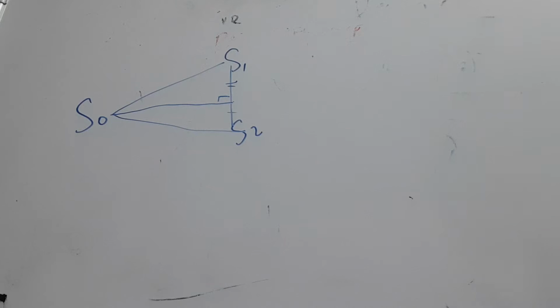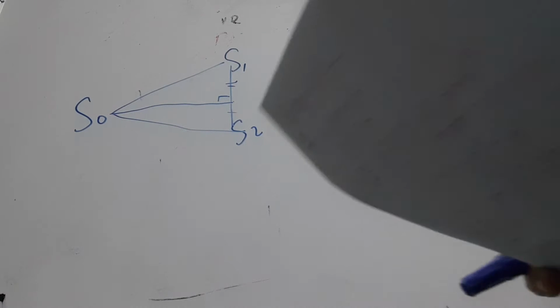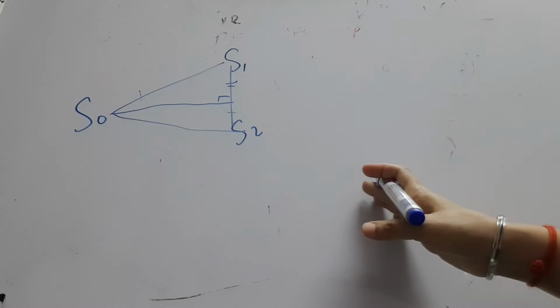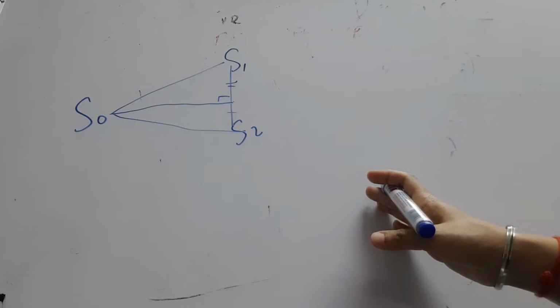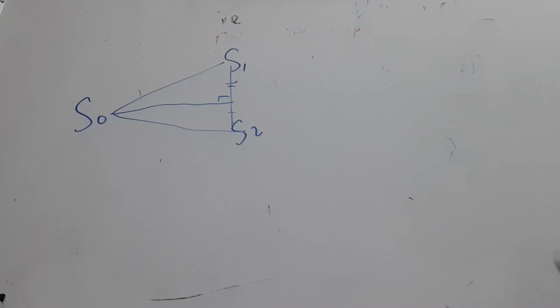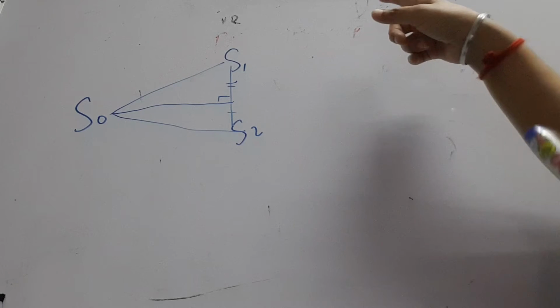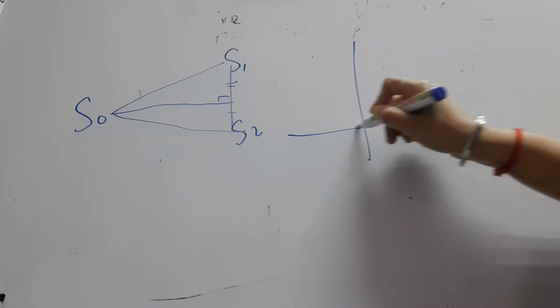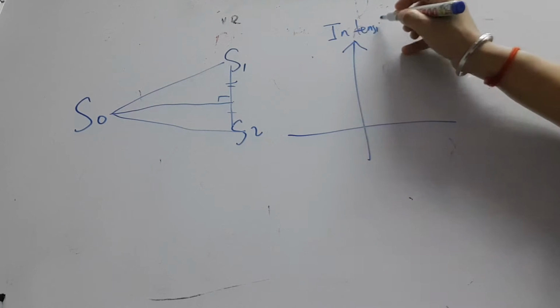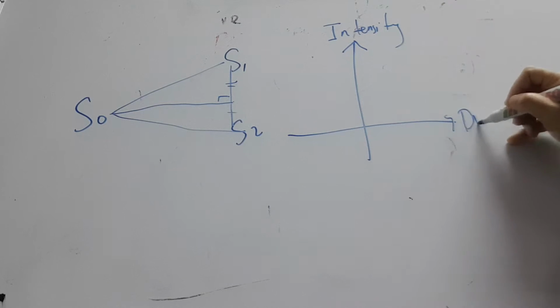So what will happen to the interference pattern along the screen? The intensity of the interference pattern formed will not be the same. When you look at the screen, teacher also asks you to sketch the graph of intensity over distance.